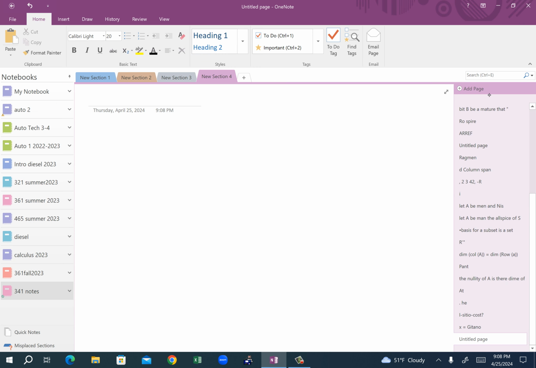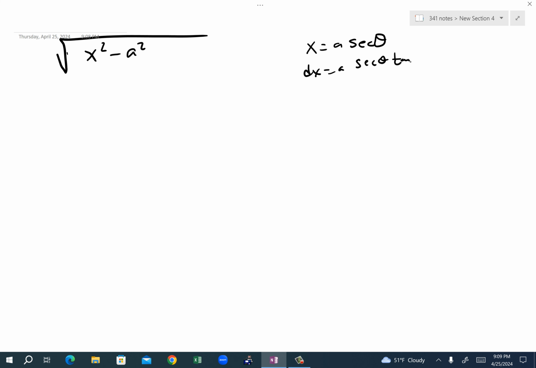Now, this one here, I'll be honest with you, is not the one that sticks in my brain. I always have to look this one up. The first two always stick with me. This one looks, what do I do? Well, you're going to let x equal a secant theta. And so dx is a secant theta tangent theta d theta. And so this is a squared secant squared minus a squared.